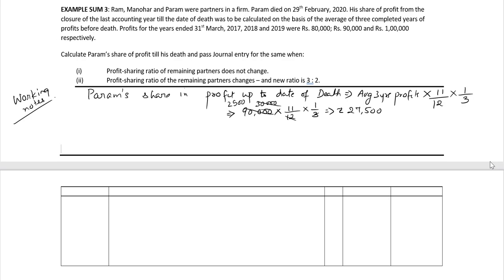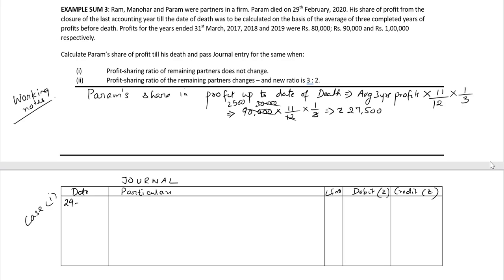We'll deal with the first case. Case 1, journal. Date, particulars, LF number, debit rupees and credit rupees. Now in the first case, there is no change in the profit sharing ratio of the remaining partners. So we'll pass the journal entry through profit and loss suspense account.